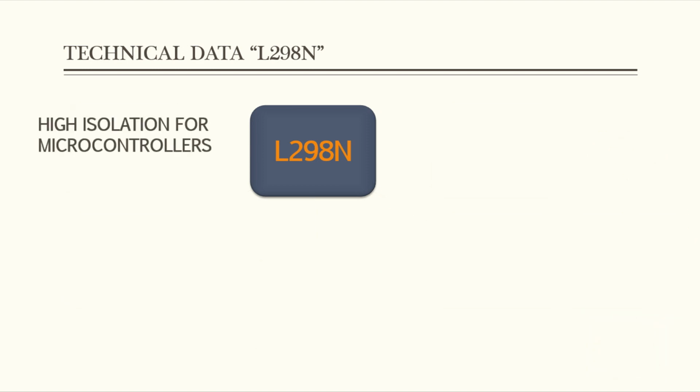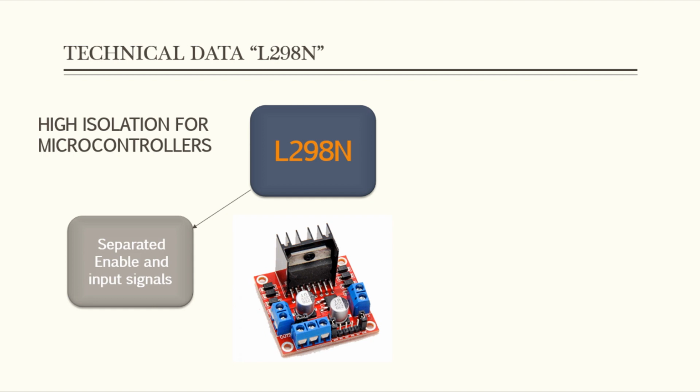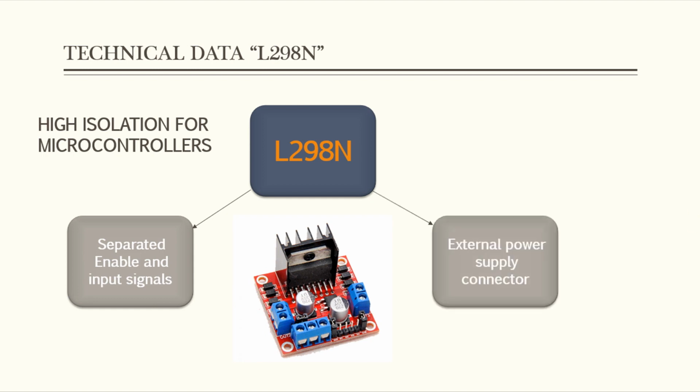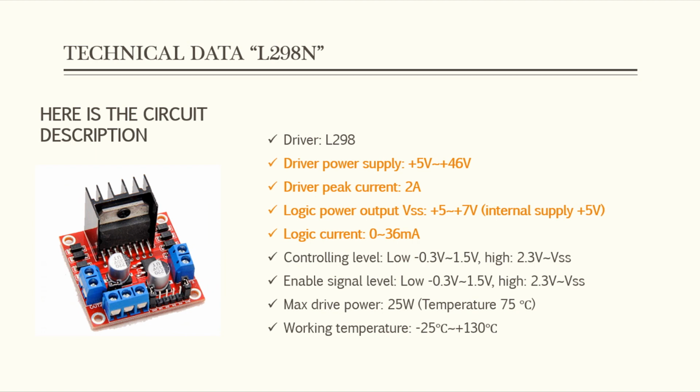Two enable inputs are provided to enable or disable the device independently of the input signals. An additional supply input is provided so that the logic works at a lower voltage. Here is the circuit description. Driver power supply from 5 to 46 volt. Driver peak current of 2 amps. Logic power output from 5 to 7 volt, and these are the most important points.